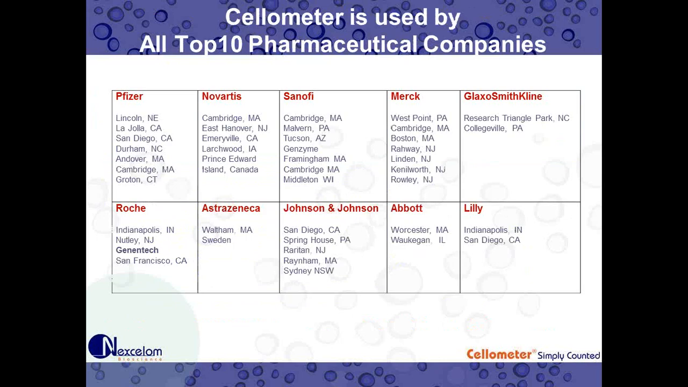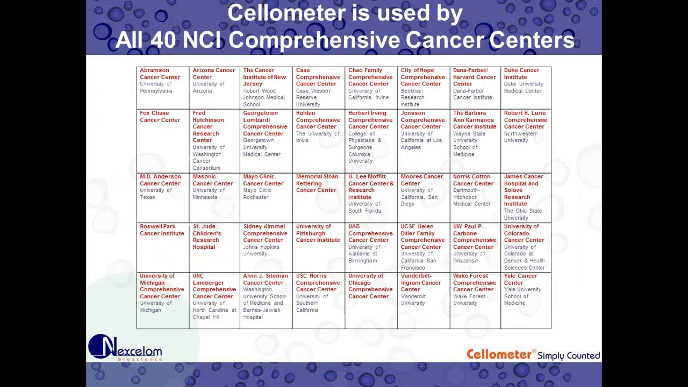Cellometer is currently used by all top 10 pharmaceutical companies and also all 40 of the NCI comprehensive cancer centers. There are more than 1,000 Cellometers out in the field being used. We've analyzed more than 1,600 different cell lines. So there's really a lot of traction and a lot of customer data showing the relevance and the quality of Cellometer.